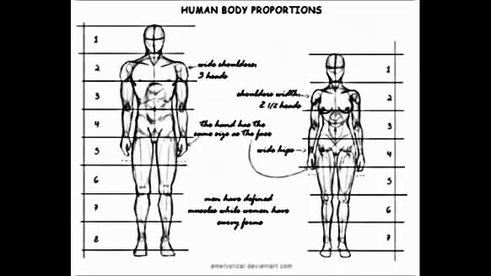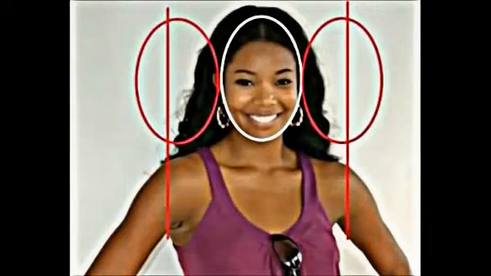A description of how the shoulders are measured. On a woman's body, the shoulder width is typically equivalent to 2.5 times the width of her head. Here we have an example of a healthy woman. As you can clearly see, her shoulders are about 2.5 times the width of her head.